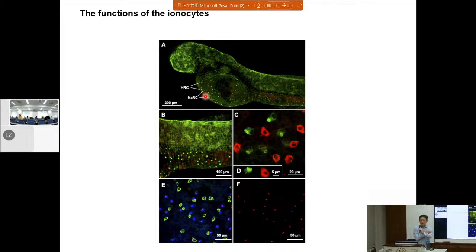Okay, when we try to assess the function of the ionocyte, we use the fish embryo, because the ionocytes in the fish embryo are located in the skin of the yolk sac, since during this period the gill is not developed very well. So the functions of respiration and ion regulation are performed by the skin.